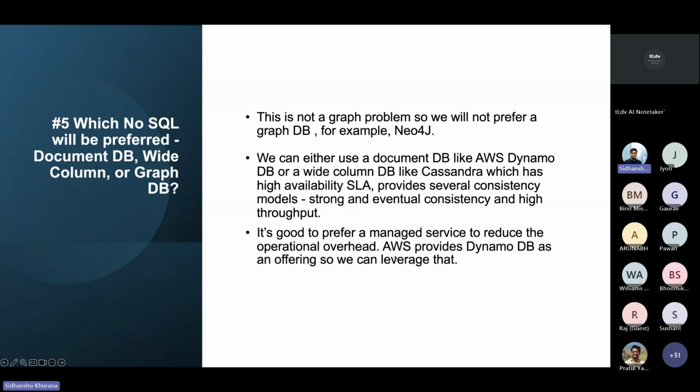So within the NoSQL umbrella, what kind of flavor will we be using? Document DB like DynamoDB or Azure Cosmos DB, wide column like HBase, Cassandra, graph DBs like Neo4j, etc. This is not a graph problem, like LinkedIn connections or Facebook friends, so we will not be worried about using graph DBs like Neo4j. We can use a document DB like AWS DynamoDB or a wide column DB like Cassandra, which has a high availability SLA, provides several consistency models, strong and eventual consistency, and has high throughput.